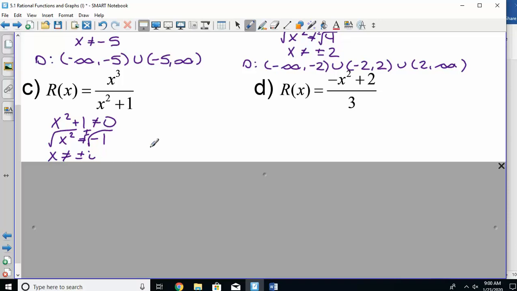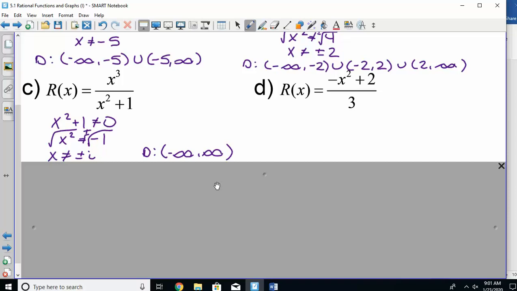In terms of graphing that, can we graph i? No. So does that really impact my domain if it's imaginary? So what do you think our domain is? Right. If it's just an imaginary number that it can't equal, then our domain is still -infinity to +infinity. Okay.